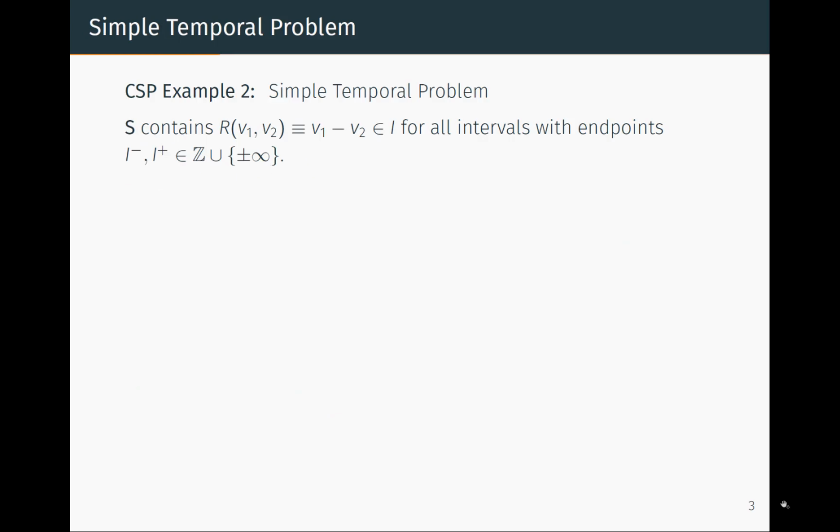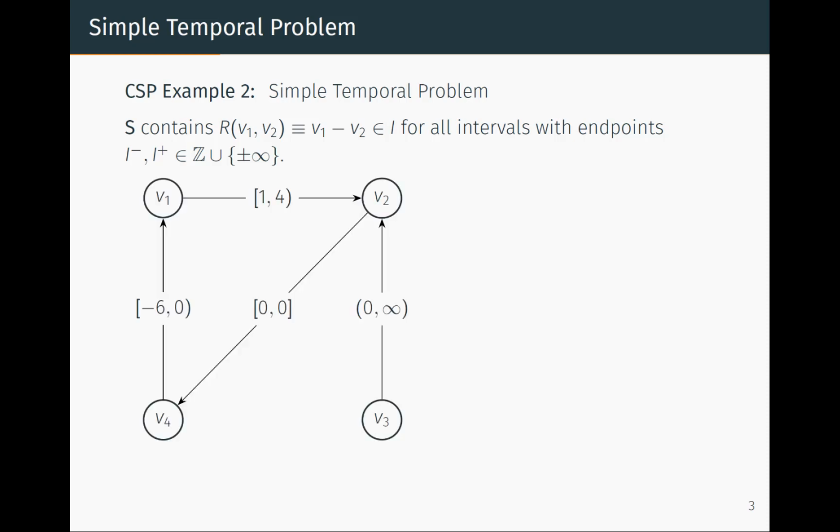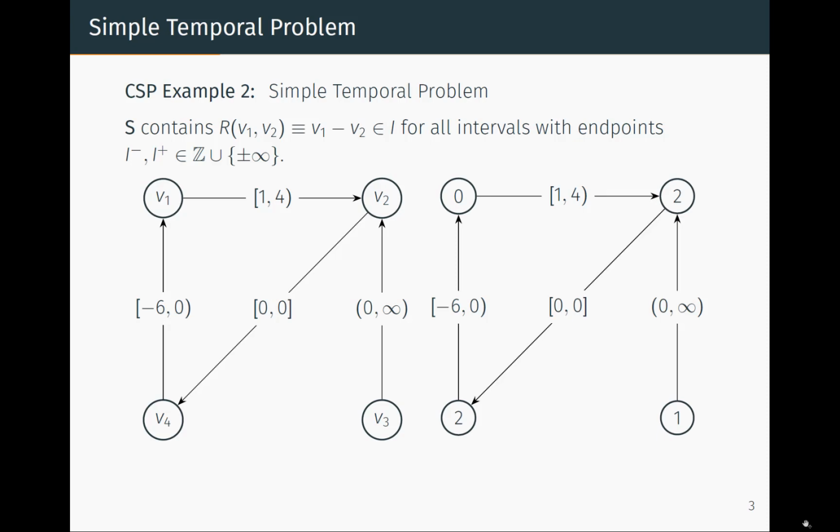Right, so here's another example, the simple temporal problem. Here the relations are v1 minus v2 is within an interval I, and this interval I might be any interval whose endpoints are either integers or plus minus infinity. So here is an instance, and we should remark that the intervals might be closed, open, half open, or even contain a single point, like right here in this constraint. This interval has just one point, 0. And this instance is also satisfiable.